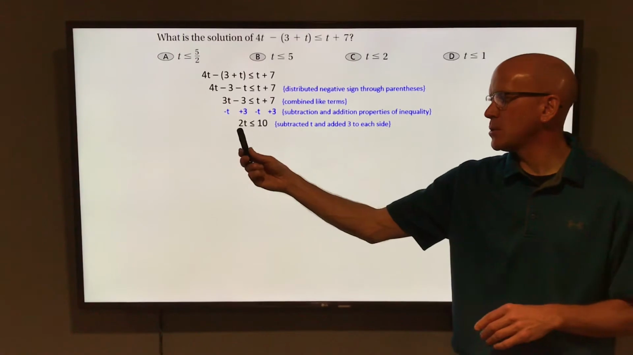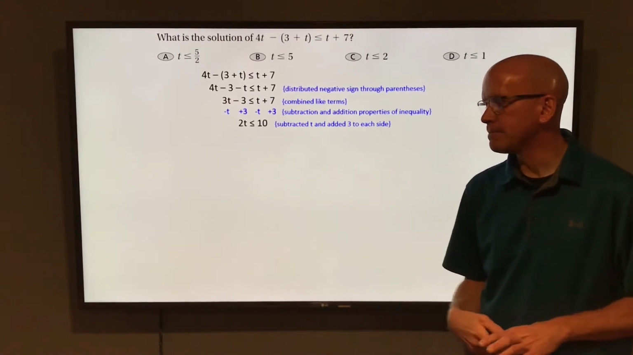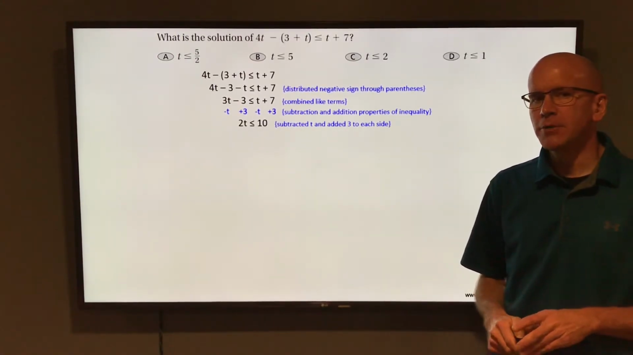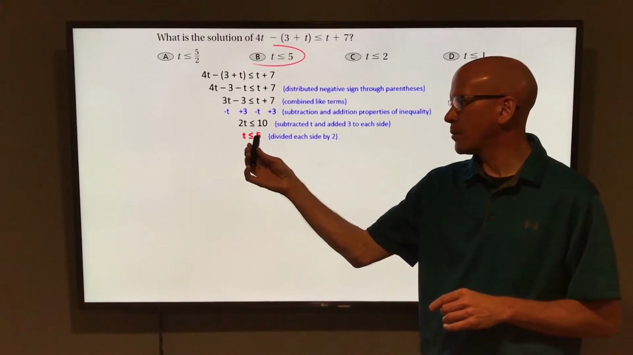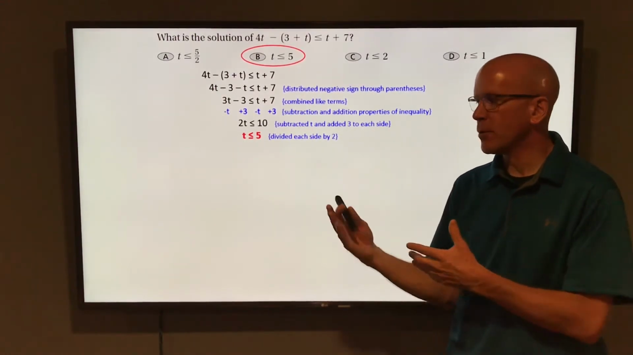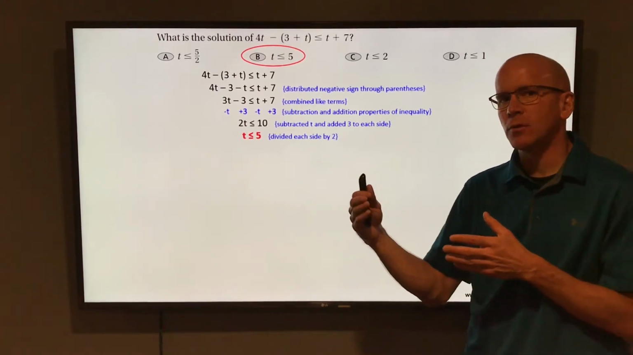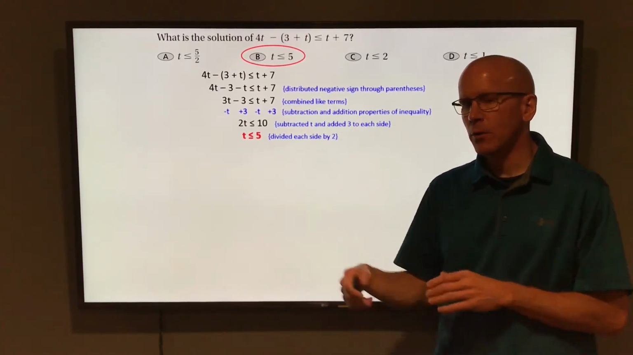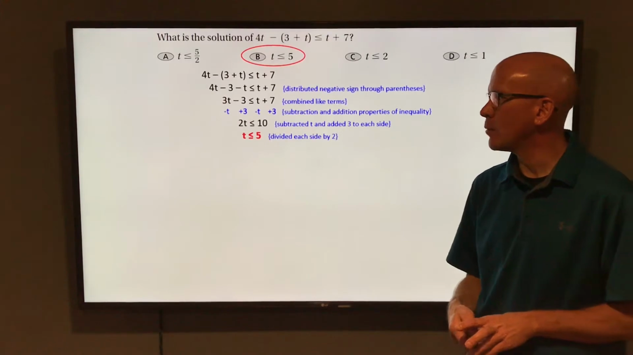We have 2t is less than or equal to 10. If you divide each side by 2, we get t is less than or equal to 5. So the value of t is less than or equal to 5. The graph isn't up here, but that would be a closed circle on 5, and the arrow would go to the left. t is less than or equal to 5.